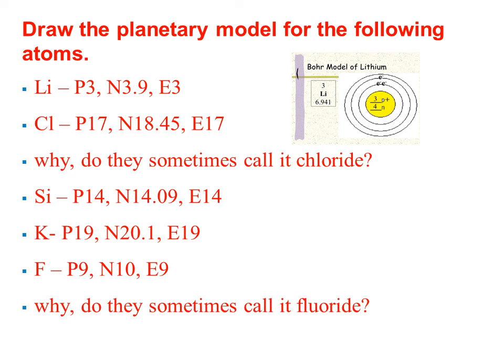Lithium, you should have started with a nuclear core and put P equals 3 and N equals 3.9. Then you would have drawn 1 shell. You would then put 2 electrons in that shell. Then you would go and draw another shell, shell 2, but only put 1 electron in that shell. So make sure you drew each of these atoms correctly.